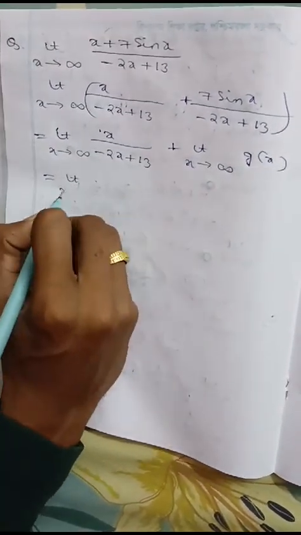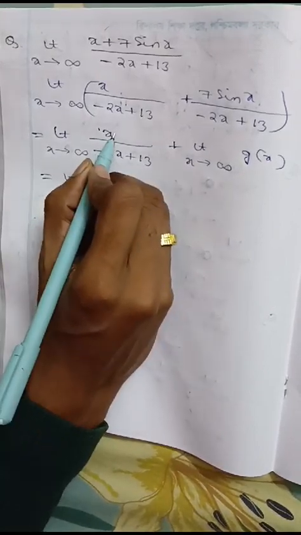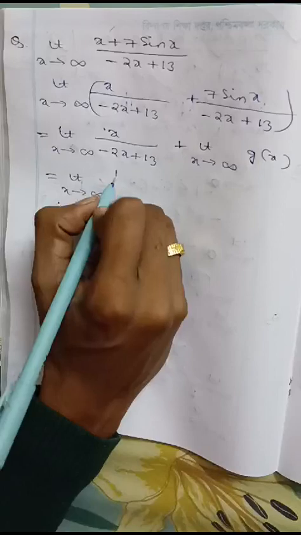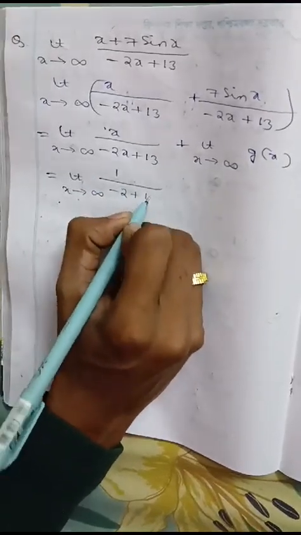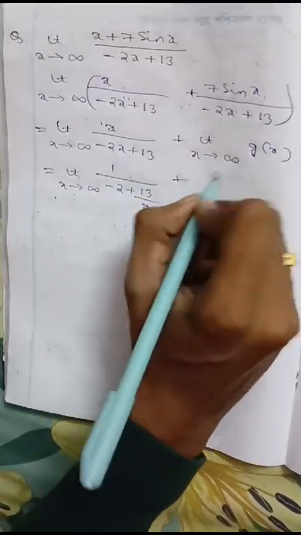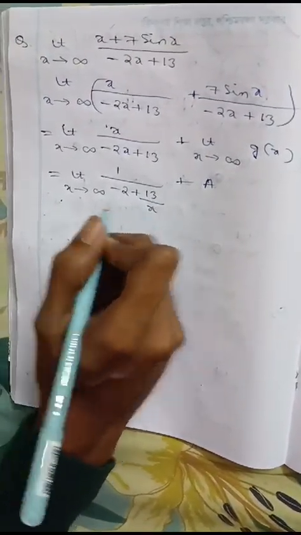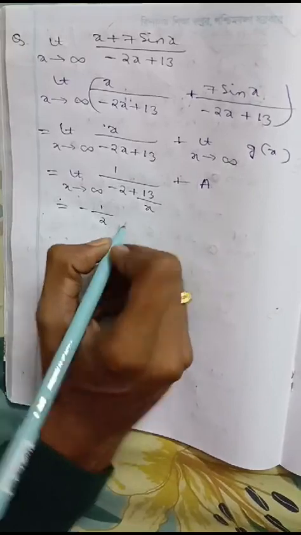So as x approaches infinity, what is the highest power? That is 1, so let us divide by x. If you divide the numerator by x, that is 1, and in the denominator minus 2 plus 13 upon x, plus a as it is. So 13 upon x, that is 13 upon infinity, which tends to 0. So the value is minus 1 upon 2, plus a.